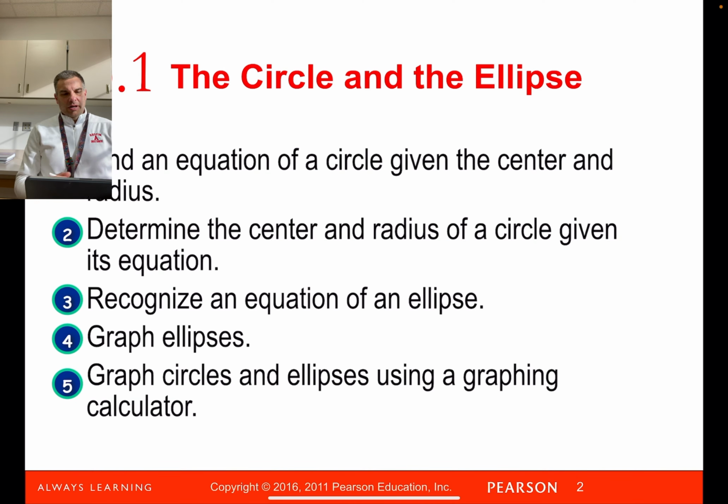So today what we're going to do is find an equation of a circle given a center, and then we're going to determine the center and radius of a circle given its equation.